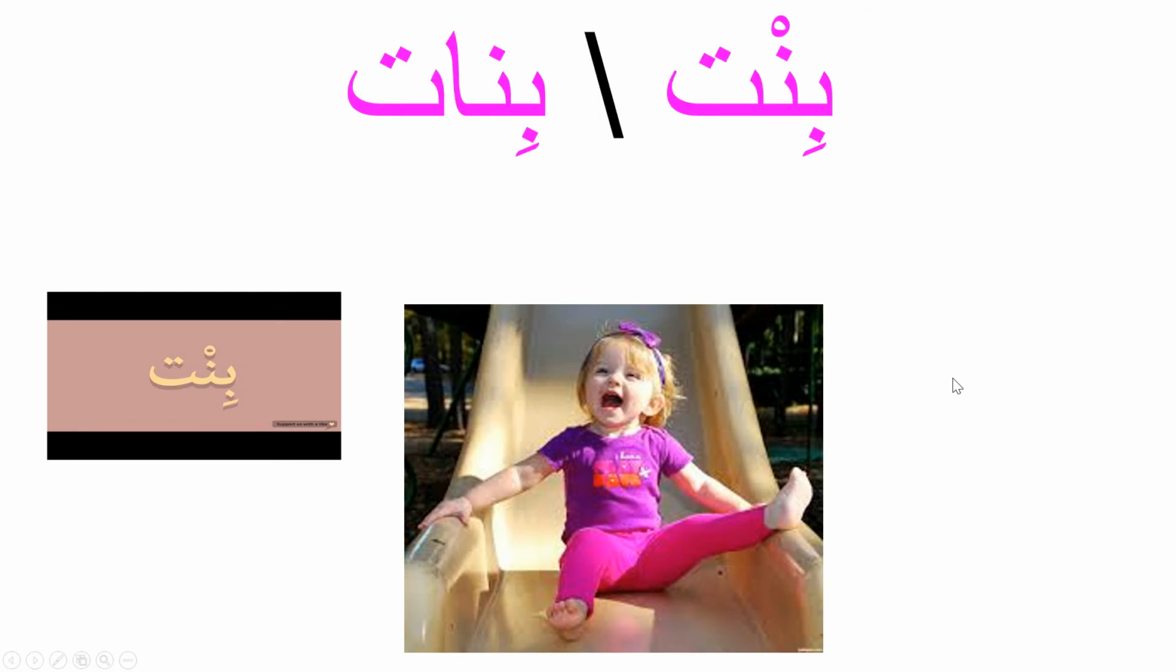What about a girl? A girl is bint. And then a group of girls: banat. This is supposed to be with a fatha. It's banat, it's not binat. I'll clean this up on the slides, but it's supposed to be an ah and not an eh. It's banat. Bint, banat.